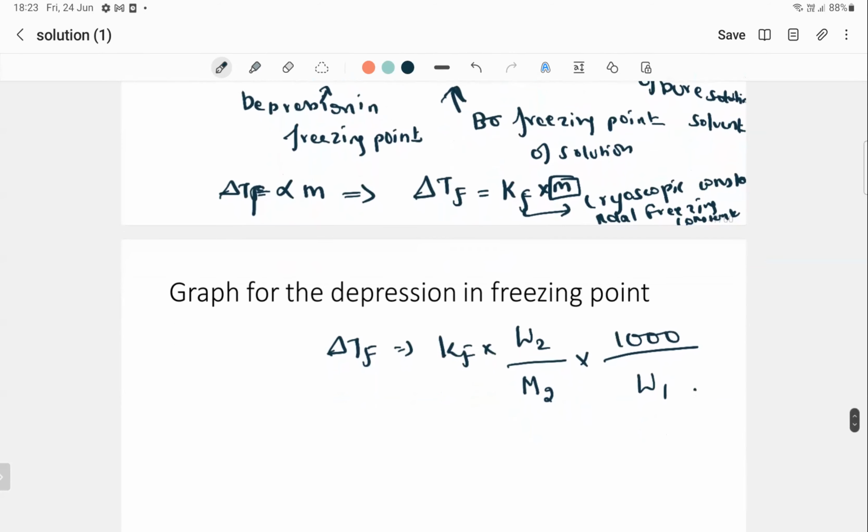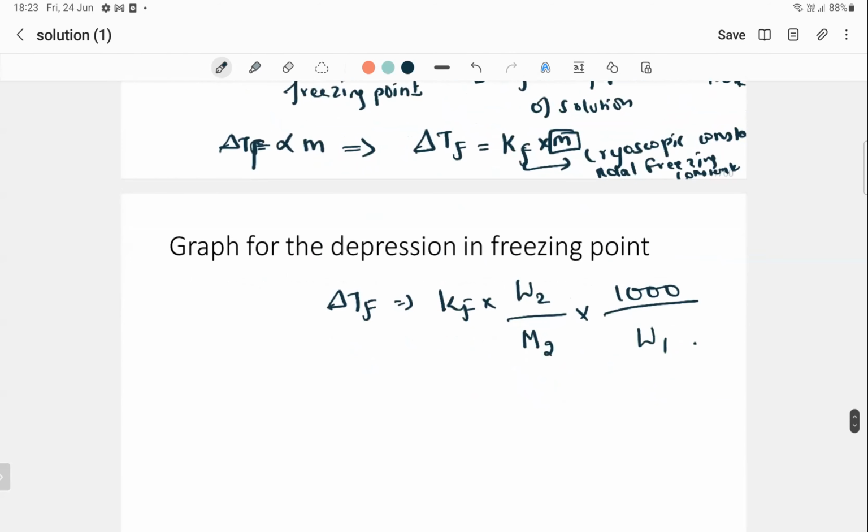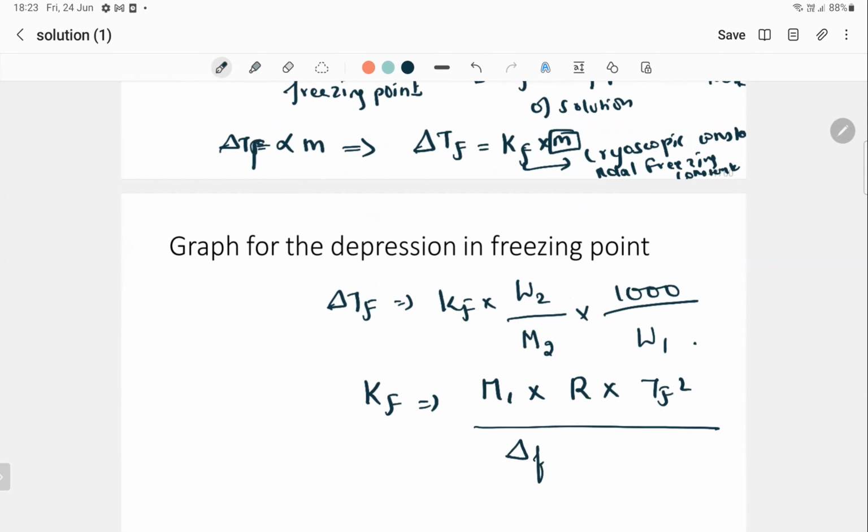So again, the same way, here also we use the ideal gas constant. The same: KF is equal to M1 into the ideal gas constant R into TF square, divided by delta H of vaporization, because for boiling. Here it's freezing, so fusion. So delta fusion enthalpy into 1000. Okay. If you want, you can also include the latent heat of vaporization, but here there will be no latent heat of vaporization. Okay. So now I'll draw the graph.